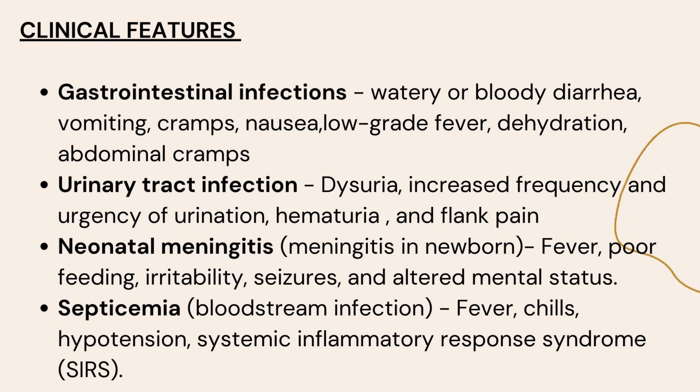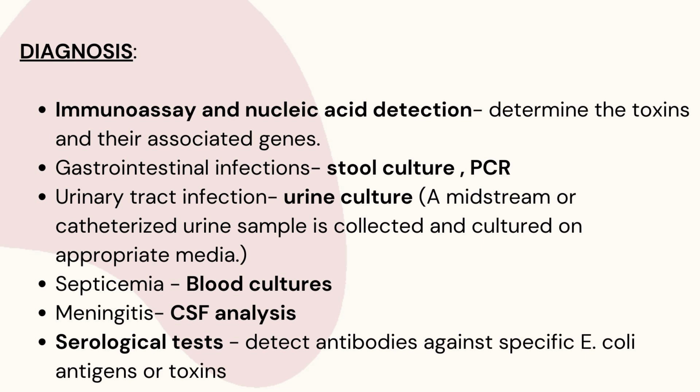Septicemia. E. coli bacteremia can lead to septicemia, that is bloodstream infection. The symptoms include fever, chills, hypotension, systemic inflammatory response syndrome. This is a generalized inflammatory state that can cause widespread tissue damage and organ dysfunction. Diagnosis. Immunoassay and nucleic acid detection methods are used to determine the toxins and their associated genes. This is a very expensive method.